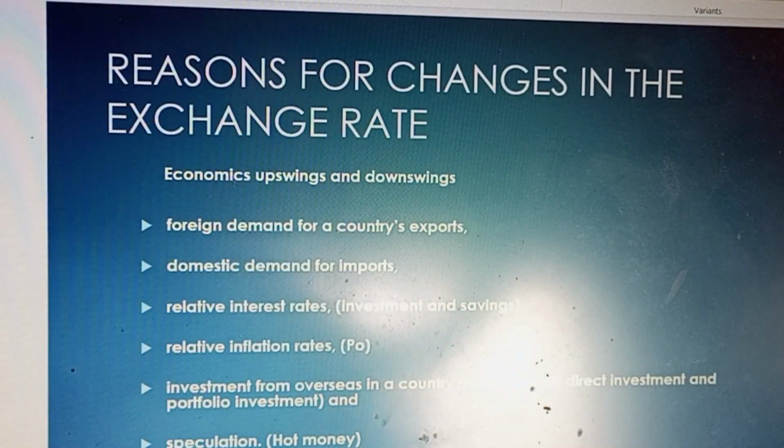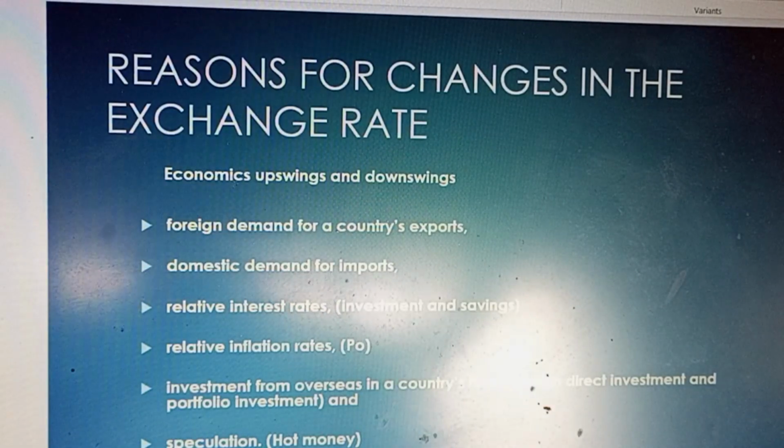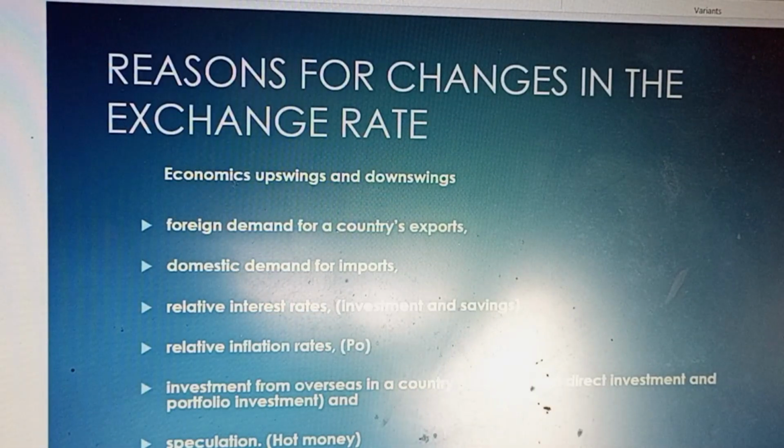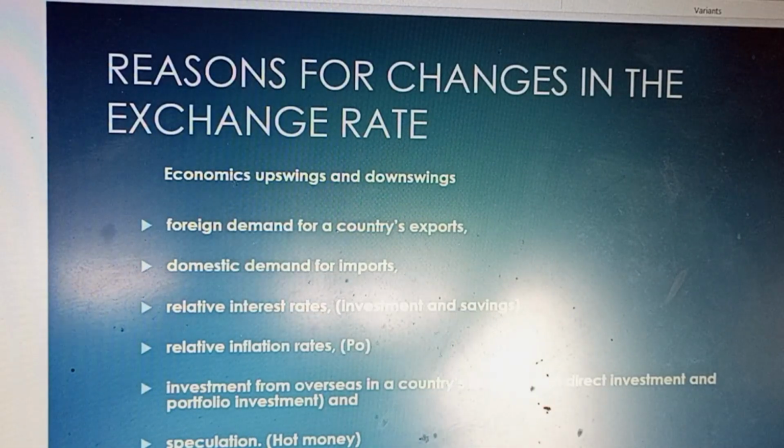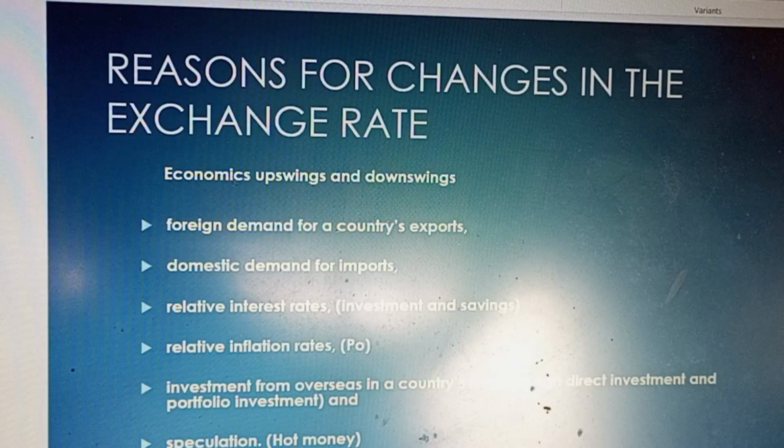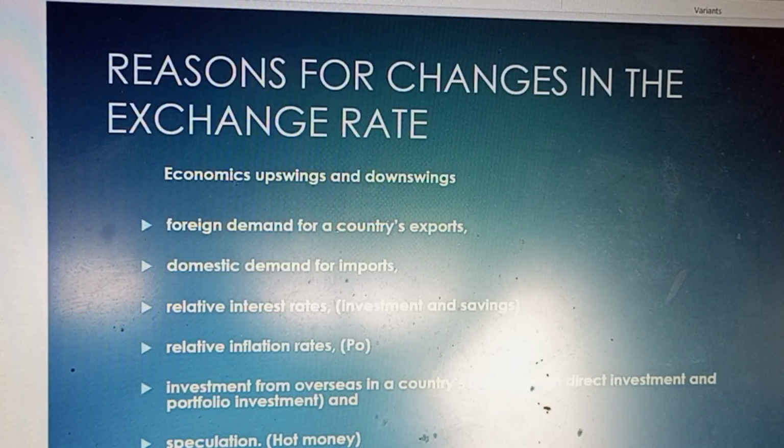Now, if we talk about foreign demand for a country's exports, this also causes changes in the exchange rate. If there is a country that is interested in goods from your country, that definitely affects the exchange rate. So if there is higher demand, it means that more exports would be leaving the country, and that will definitely make the exchange rate rise. So those are some of the reasons.